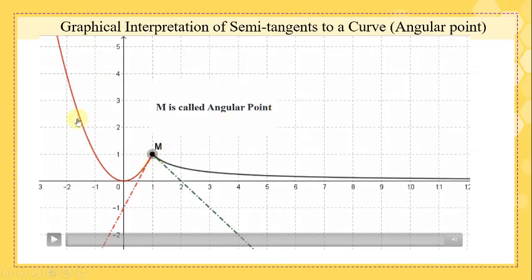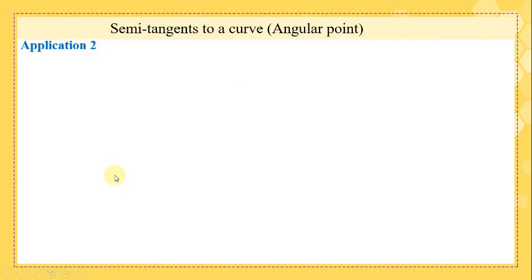Again, simply we say that this function is not differentiable at x equal 1 because the number derivative at left does not equal the number derivative at right, because we have two semitangents, because we have an angular point.